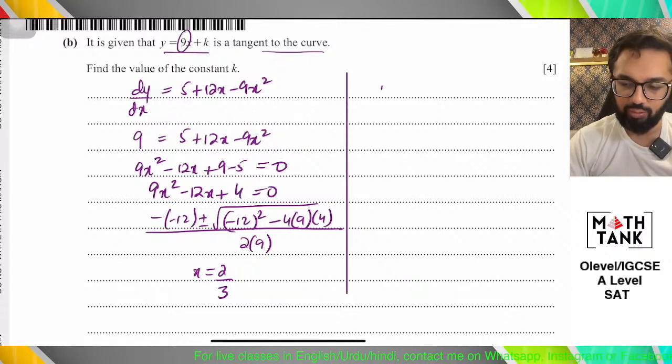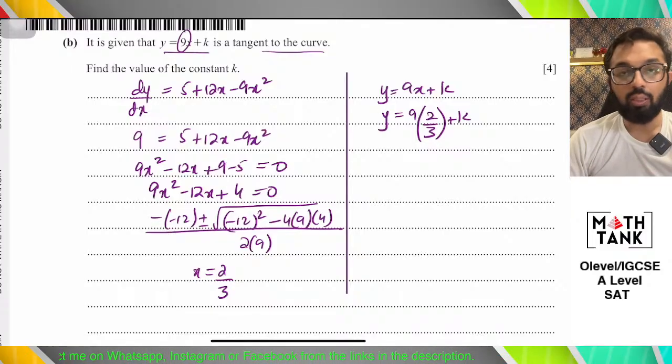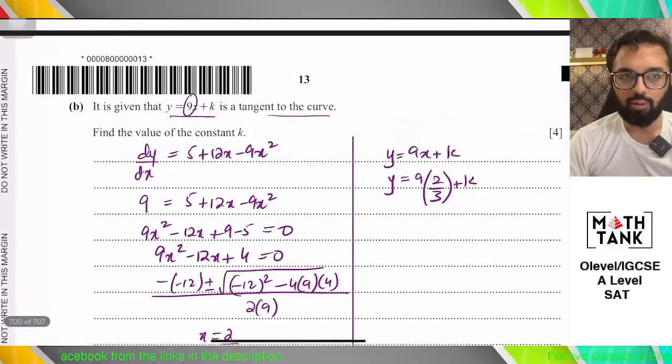Now, if I want to solve here, I want to put in 9 and 2 over 3, then I need a value for y. Where is that y value going to come from? It's going to come from there.